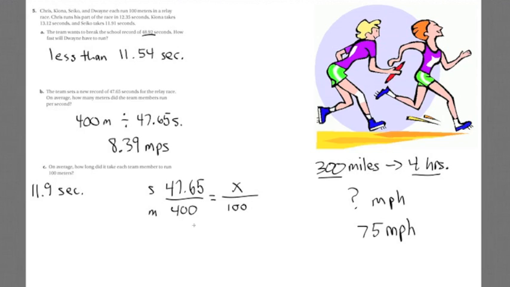So to do this, I'm going to go ahead and cross multiply, and I would get 4,765 equals 400x. And then you should all know that by now I'm going to divide both sides by 400 to isolate the variable. And I would get x equals, and I should get the same answer as when I did the operations here. So I'll get about 11.9 seconds. That's number 5.